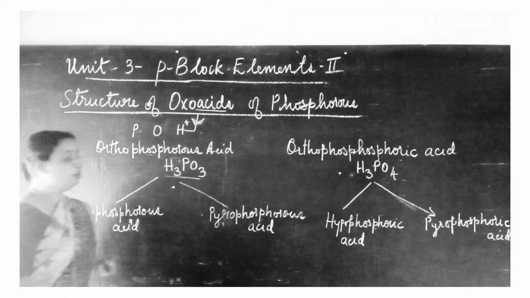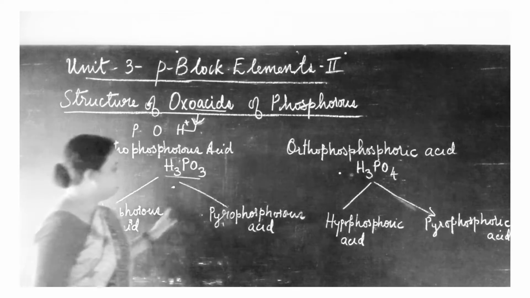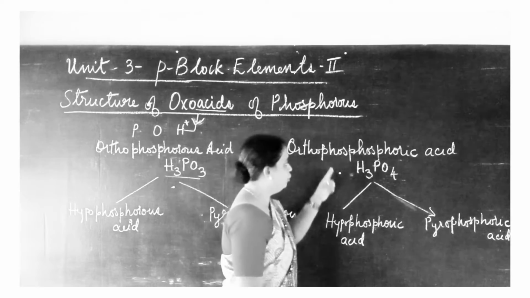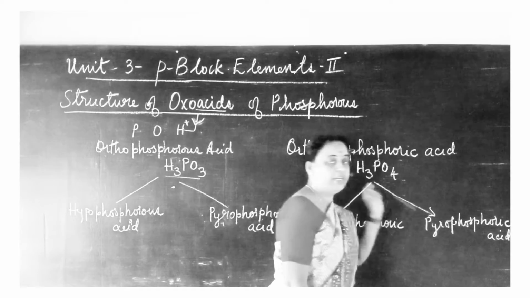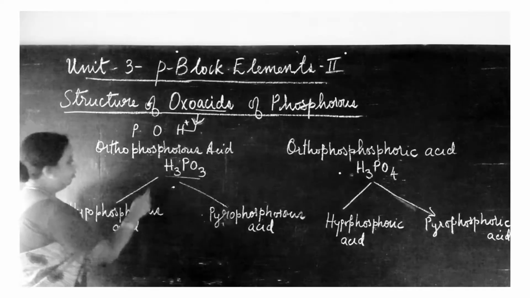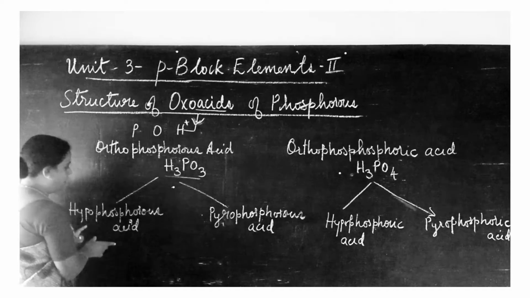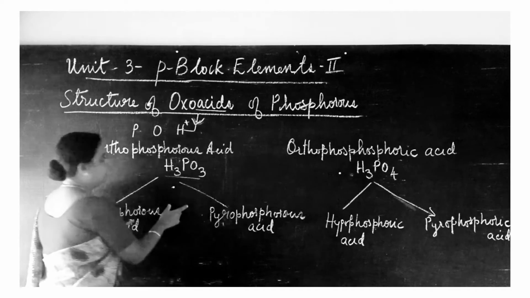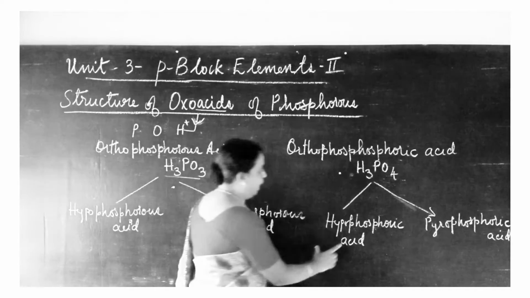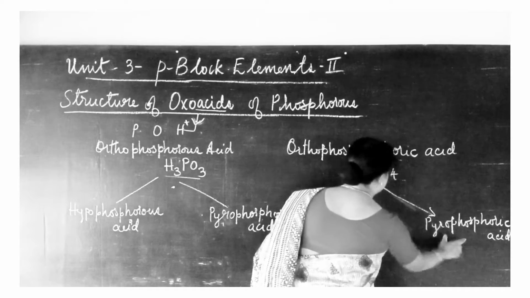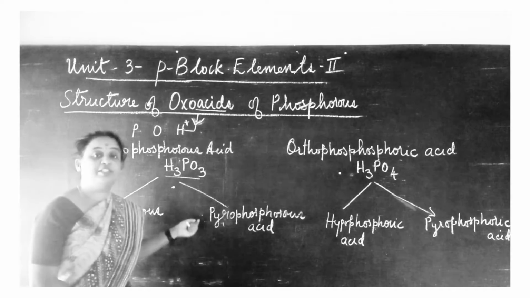Now let us see how to deduce the formula for these acids, that is hypophosphorus acid, pyrophosphorus acid, and from orthophosphoric acid, the two other acids are hypophosphoric acid and pyrophosphoric acid. Formulas we will see. I said for these two acids, hypophosphorus acid and pyrophosphorus acid, the basic acid is the orthophosphorus acid. Likewise, for the hypophosphoric acid and pyrophosphoric acid, the basic acid is the orthophosphoric acid. Okay. Now we will see how the formula is deduced from it.